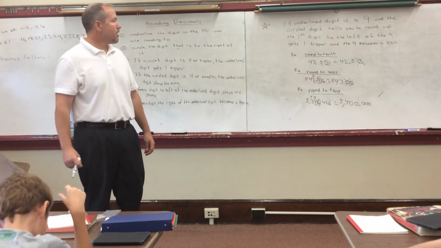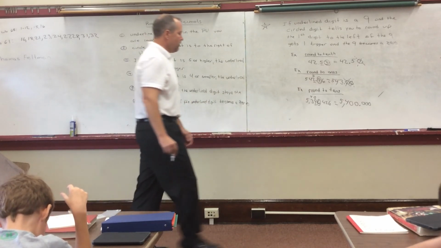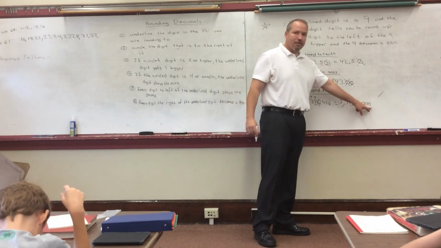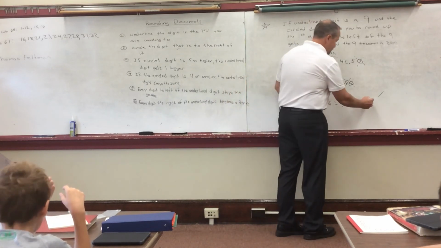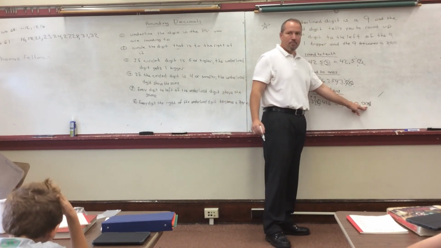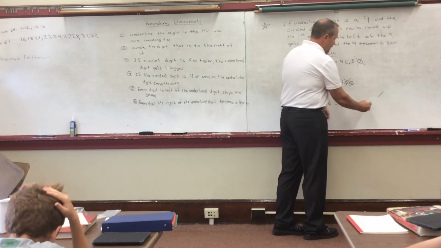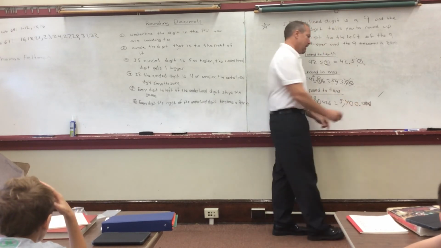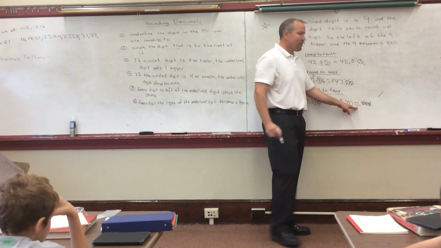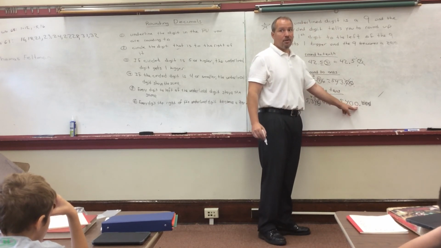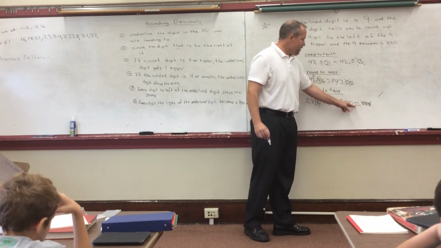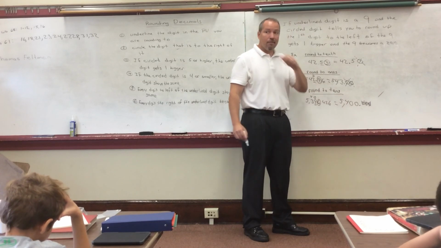Okay? Now, can we get rid of that 0? Yes. Can we get rid of that 0? Yes. Can we get rid of that 0? Yes. Can we get rid of that 0? No. Because if we get rid of that 0, that's going to change the place value of the 5 and the 4.